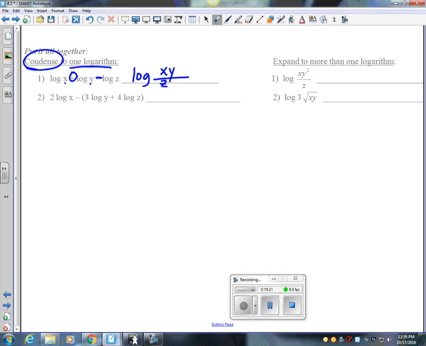All right, for this one, the 2 goes up with the x, so it's x squared, so log of x squared. Subtraction means I'm going to divide, and the 3 goes with the y, so I'm dividing by y to the 3rd. Plus means to multiply, and the 4 goes with the z, z to the 4th. So that's your answer. Okay.